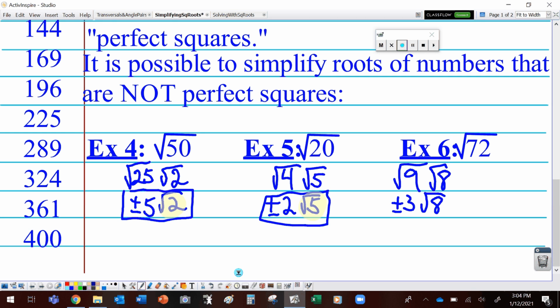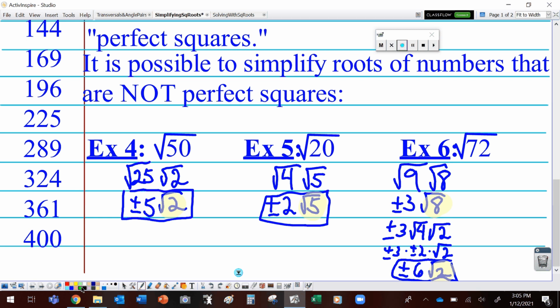Okay, but if I look at 8, hopefully we recognize that even though the 8 isn't a perfect square, 8 does have a perfect square that divides evenly into it. I could split that up into the square root of 4 and the square root of 2. So I'd have plus or minus 3 times plus or minus 2 times the square root of 2. And I can multiply the 3 and the 2 and say plus or minus 6 times the square root of 2. Now 2 is not a perfect square, but there are no perfect squares that divide into it. So this one would be finished.